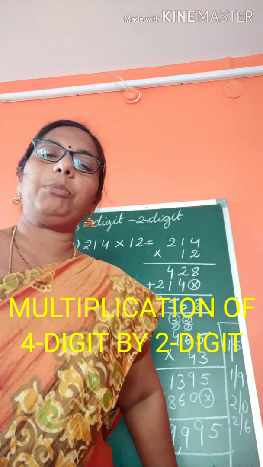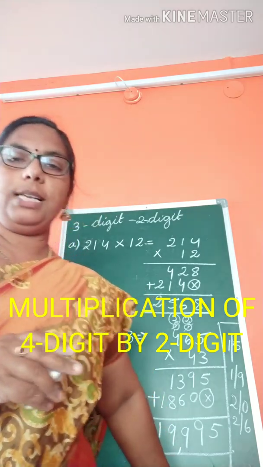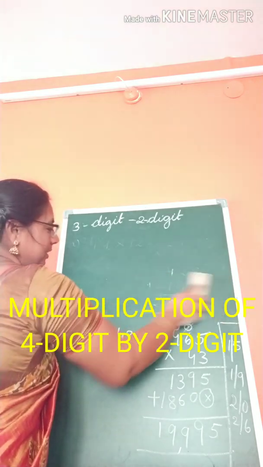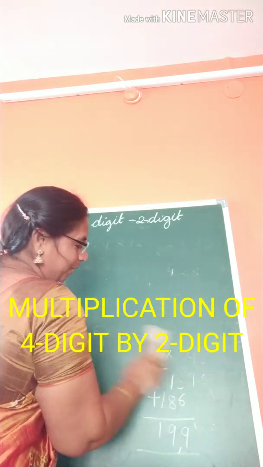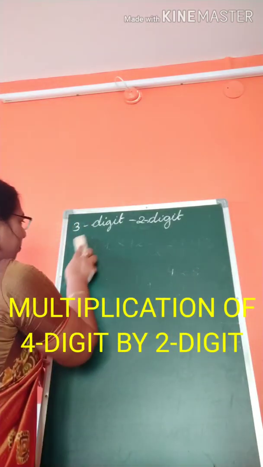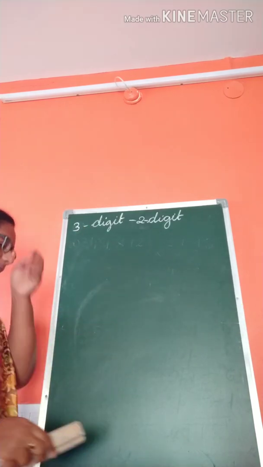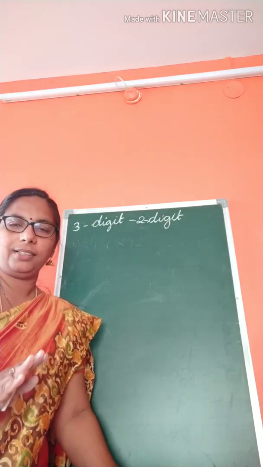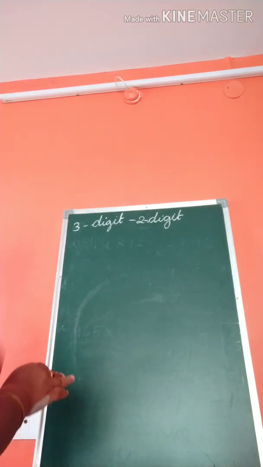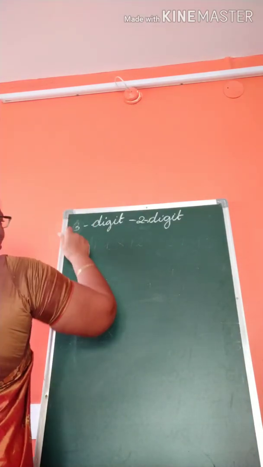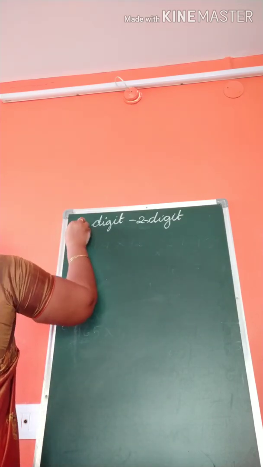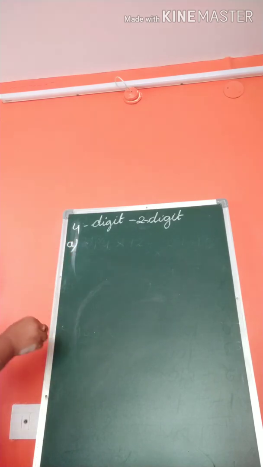Now we are going to learn about a 4-digit by 2-digit multiplication. Same process, children. If you get 2 by 2 multiplication, the same process will be applied for everything. The only thing is the first place should be cancelled. If you do that, the sum will be right. Okay, children. Now let us take an example.